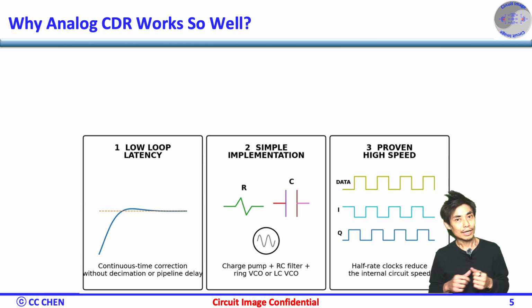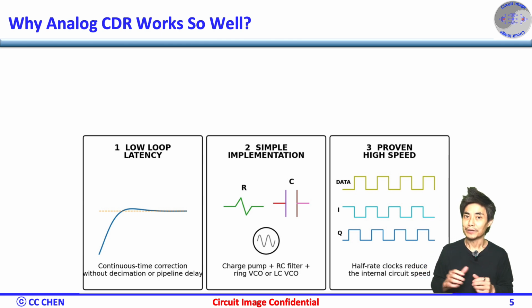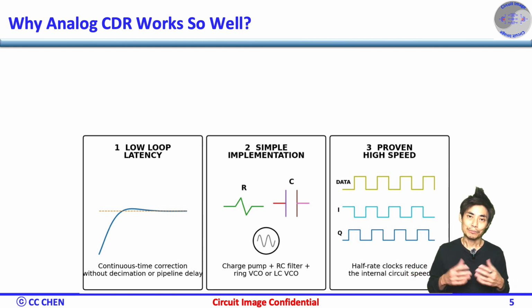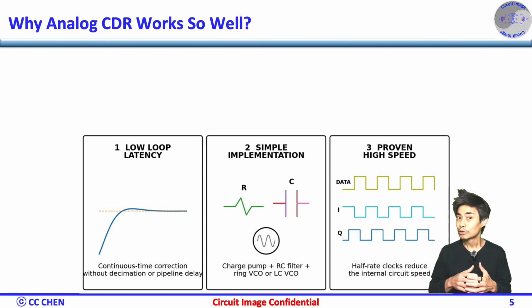Therefore, Analog CDR offers three very strong benefits: low latency, a relatively direct implementation, and proven high-speed performance. These benefits explain why Analog CDR was the standard architecture for so many years, or even decades.